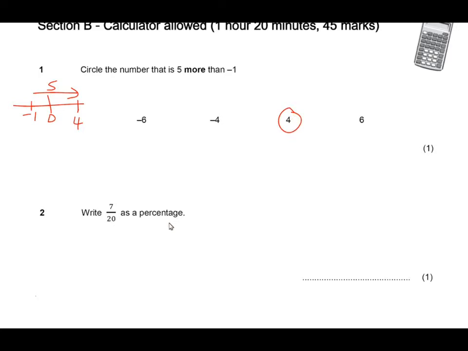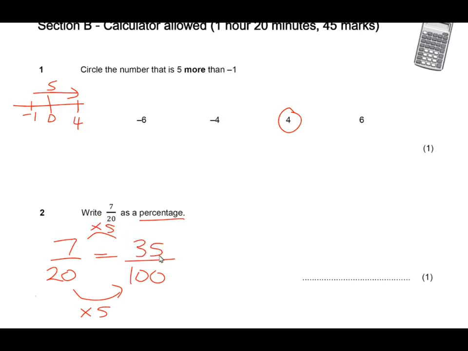Write 7/20 as a percentage. Well, this is equivalence, and we've always said that to turn something into a percentage, the denominator needs to be 100. So how do I get from 20 to 100? I multiply by 5. What I do to the bottom, I do to the top. So 7 times 5 is 35.